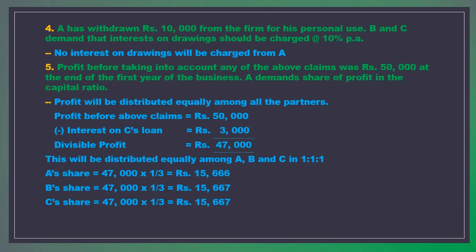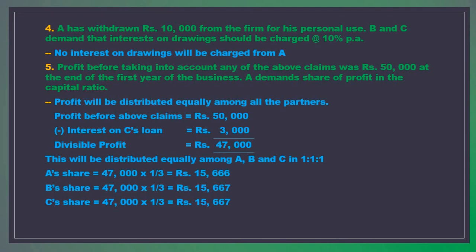The profit given to us before above claims was Rs 50,000. Now, there was one claim, that is, interest on C's loan. So that will be deducted over here. So less interest on C's loan is equal to Rs 3,000. And divisible profit now left with us is Rs 47,000. This will be distributed equally among A, B and C, that is in the ratio of 1:1:1, and each one will get the share in profit equally, that is 1/3 of Rs 47,000, the working of which has been clearly shown to you on the screen.